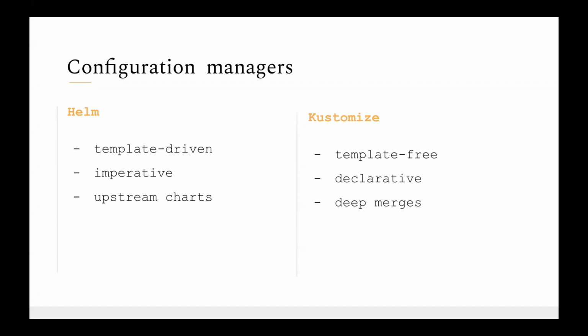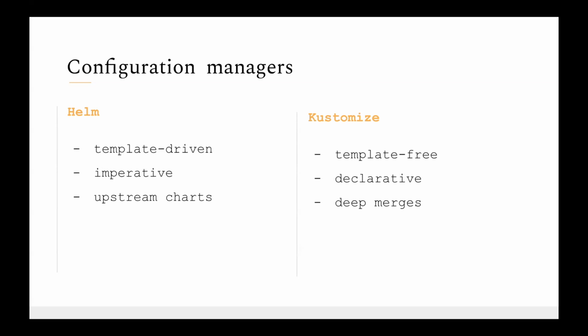And the good thing about Helm is that it comes with a collection of upstream charts that we'll be able to use to install any new applications with just one command. Kustomize is completely different in this regard. It uses a template-free mechanism. Because of that, you're going to have the full declaration of our YAML, and that's why it's using a declarative approach. However, the way Kustomize works, it uses deep merges, so it will be able to add or replace any parameters.